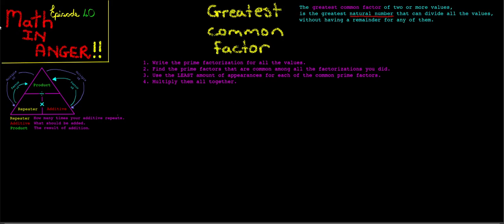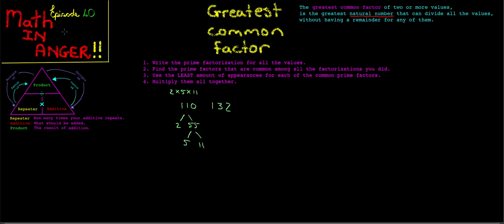And for this example, we are going to use, let's say, 110 and 132, right? So let's write the prime factorization for all values. Let's go do that. So 110, that is even, it's divisible by 2, that leaves us with 55. We can't do 3 here, we can't do 2, but 5 will, and that gives us 11. So our prime factorization for 110 is 2 times 5 times 11.